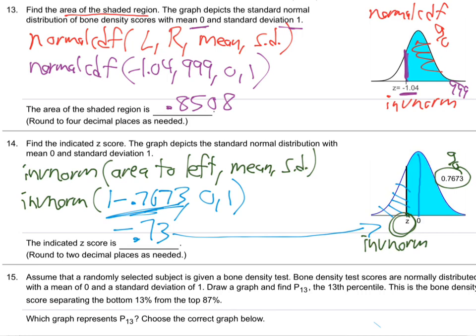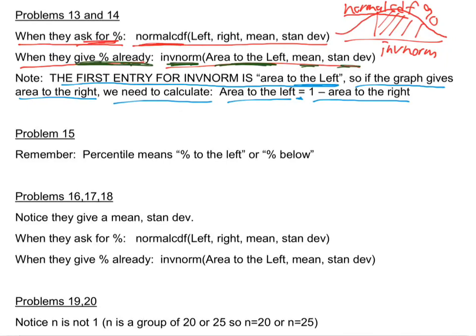Questions on that one? We good? Problem 15. I just gave you a note. Remember, percentile means percent to the left or percent below. We've talked about a million things in here. But percentile, like if you take your newborn baby to the doctor and they weigh it or do the height and the weight, they say your baby's at the 30th percentile for height. That means 30% of all babies are lower height. It means percent below. So that baby would be a little less than average height, right?